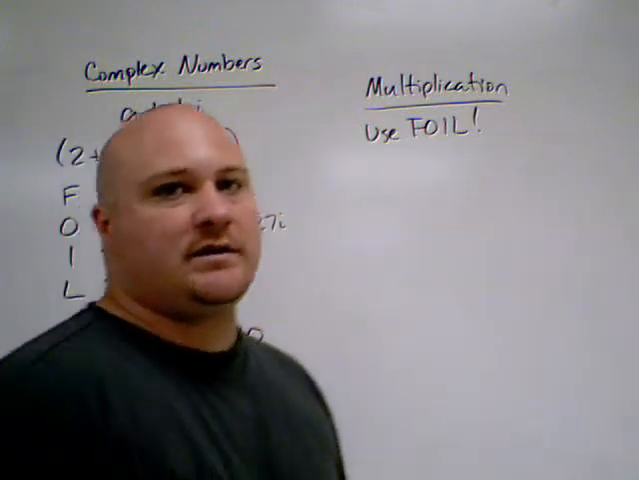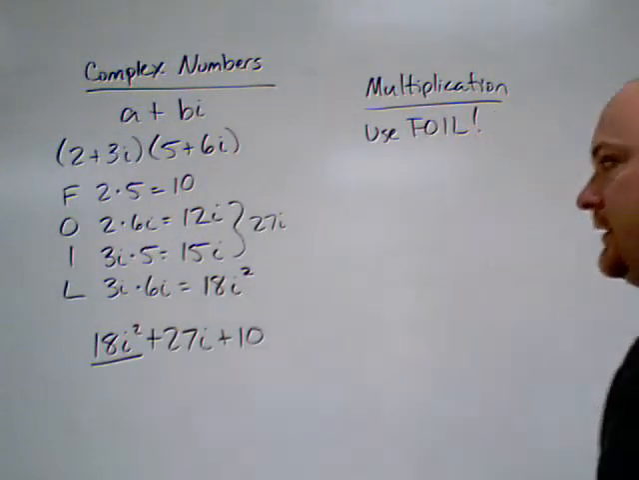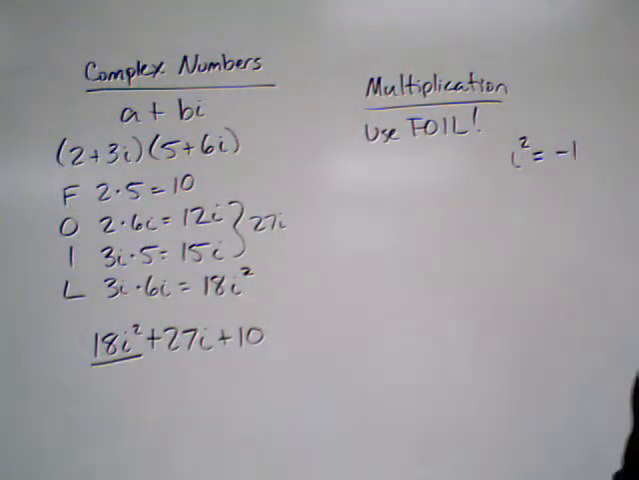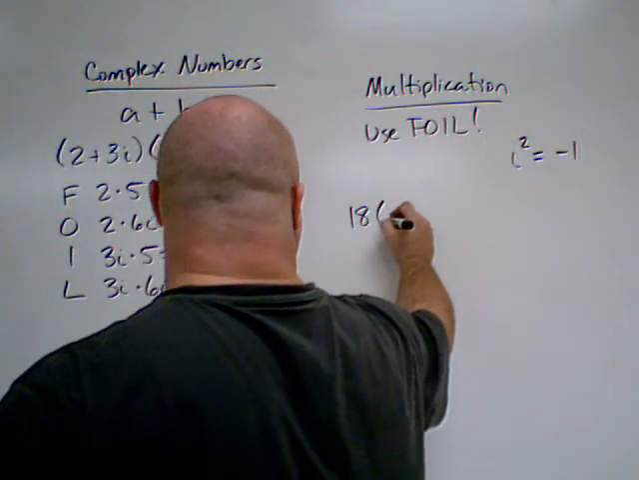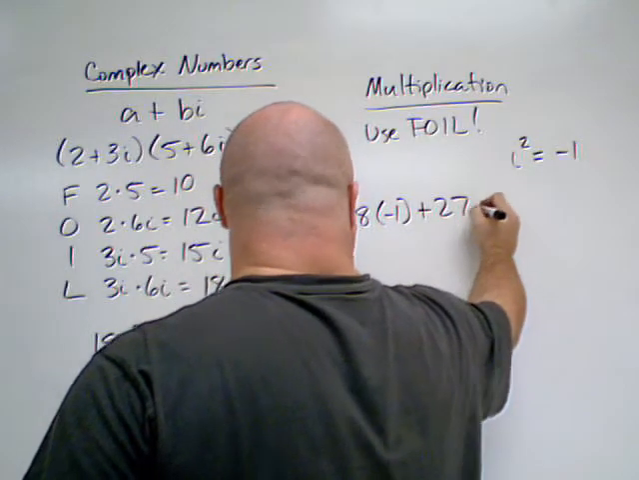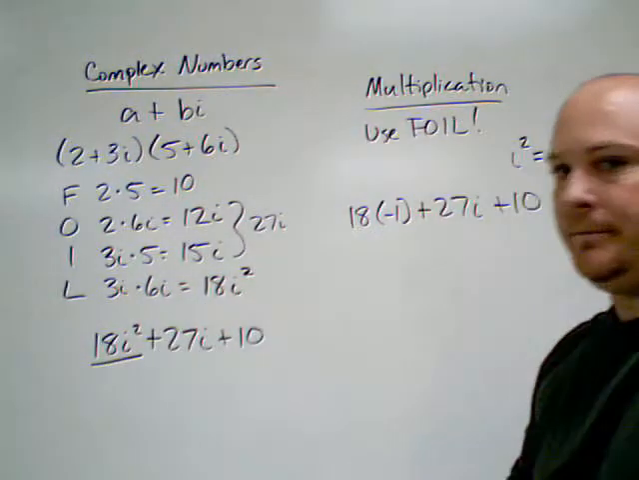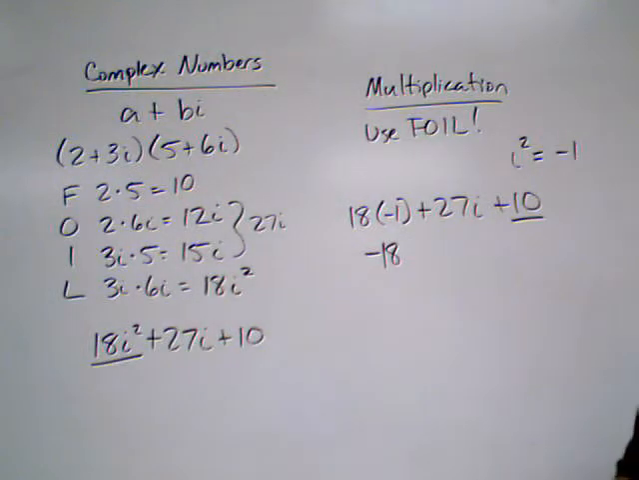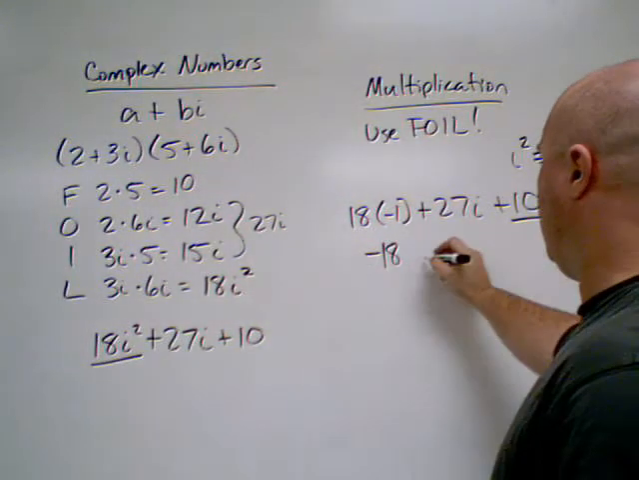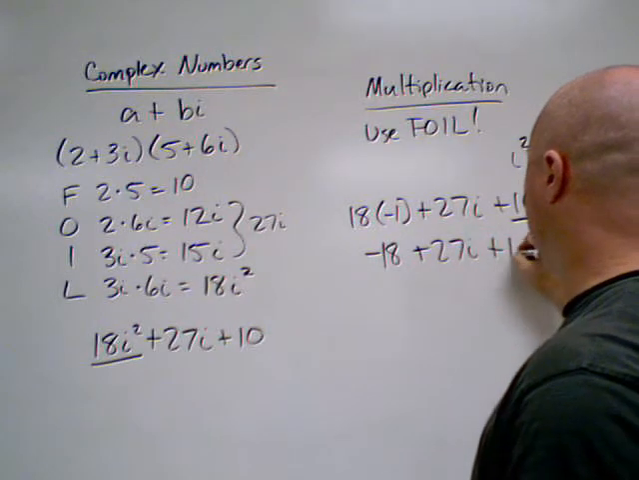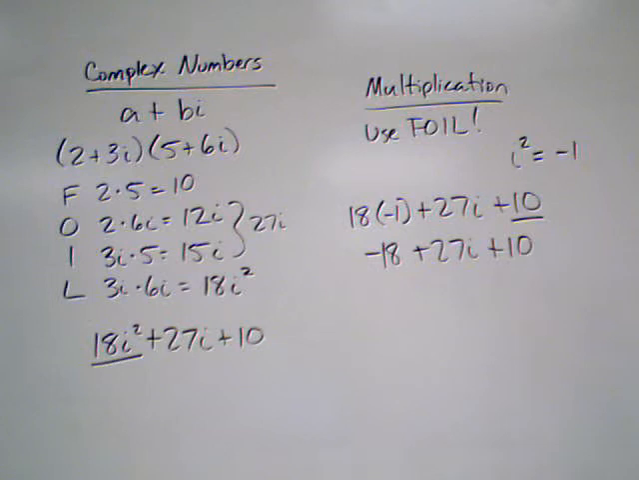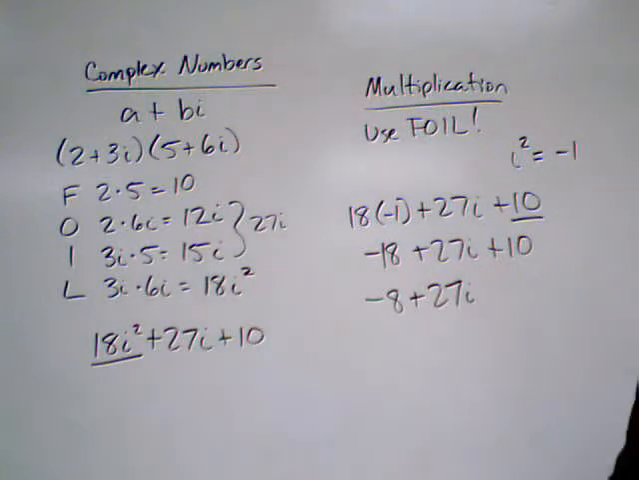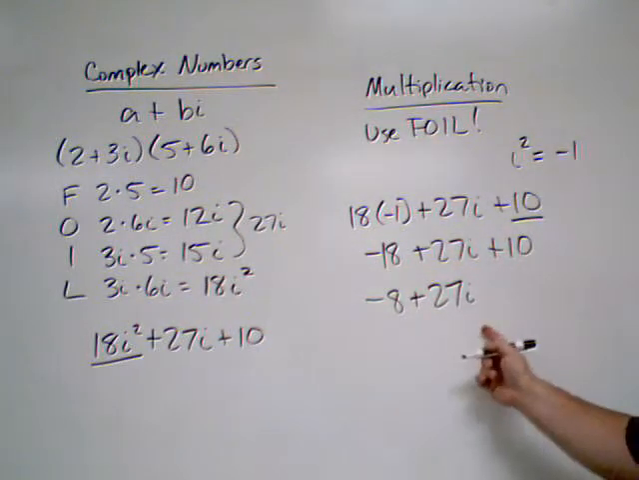Remember, in part 1 we talked about what i squared actually is. i squared equals -1. So if we plug that in instead, we have 18 times -1 plus 27i plus 10. This now becomes -18 and can be combined with that term. So plus 27i plus 10. If we combine -18 and 10, we have -8 plus 27i. And that is our answer in standard form.